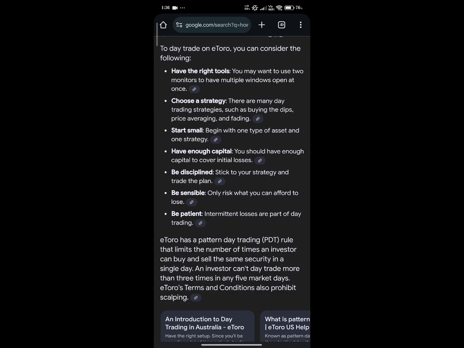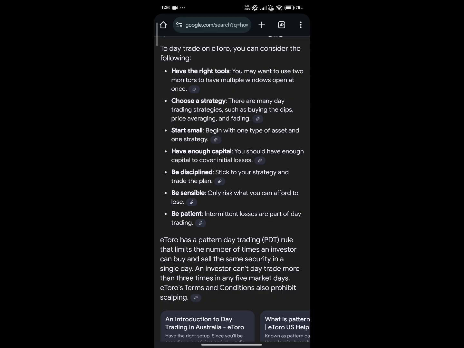Now, start small. You don't want to start from a huge amount, since starting from a huge amount means a huge loss if you don't have any strategy or you are just starting on eToro. Now, begin with one type of asset and one strategy.